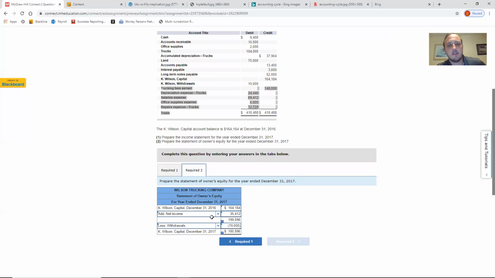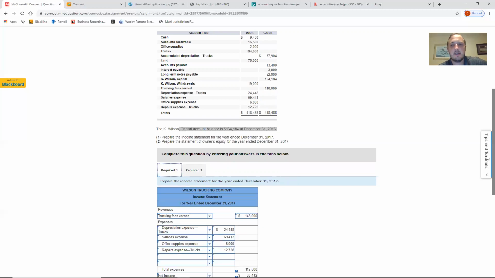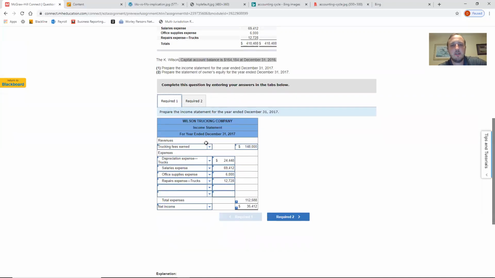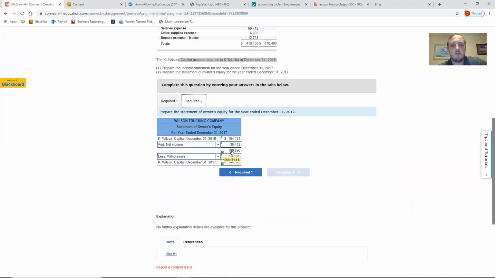And then from there, the statement of equity. So we have to check to make sure that we didn't have any additions this period. We say the balance was that of 2016. Put that down. We'll take our net income, move that from here to there, less the withdrawals. There we go. Okay.